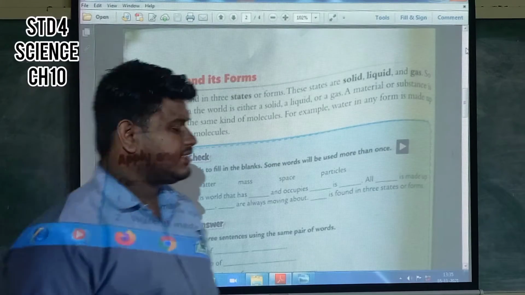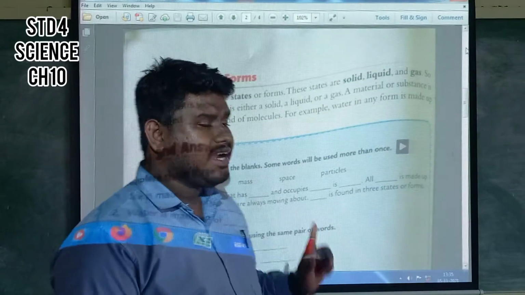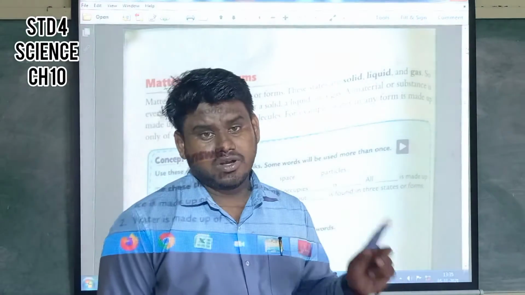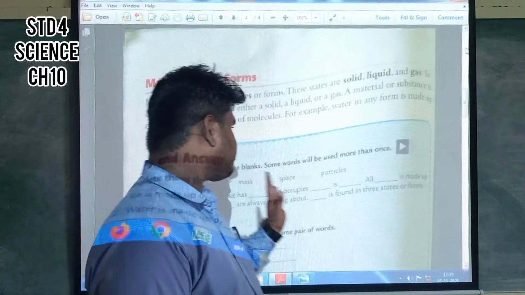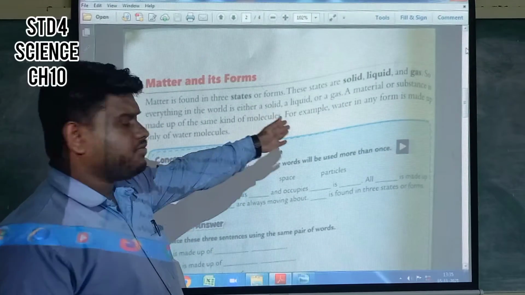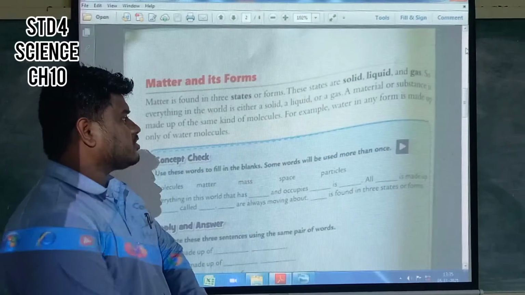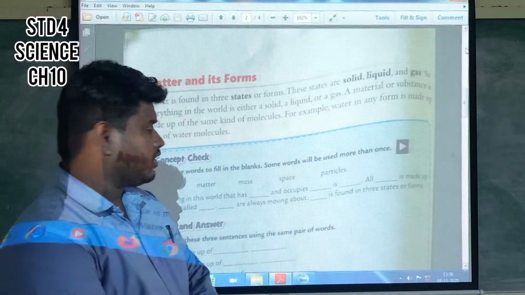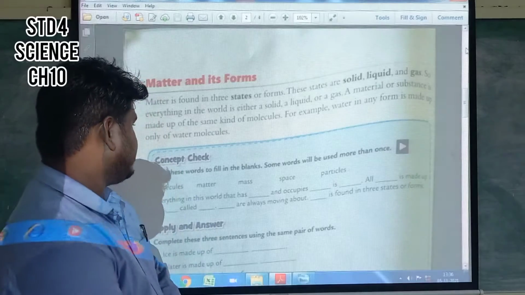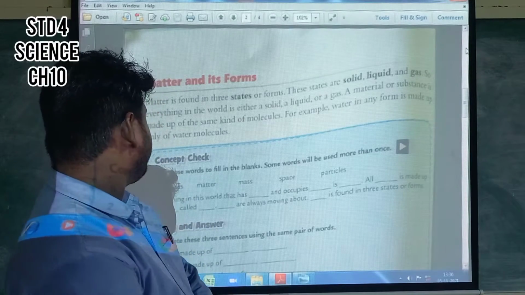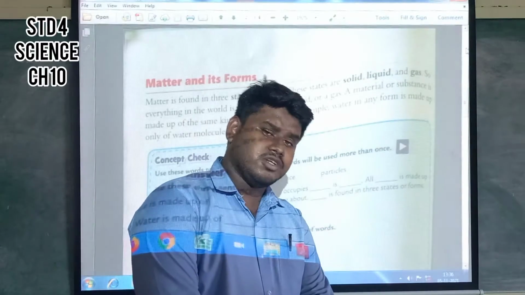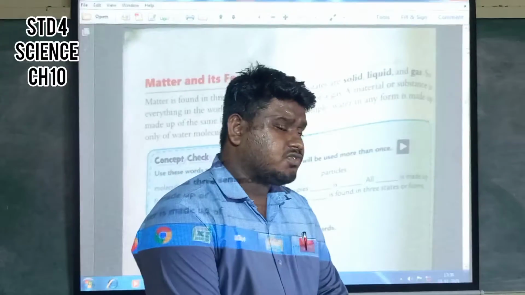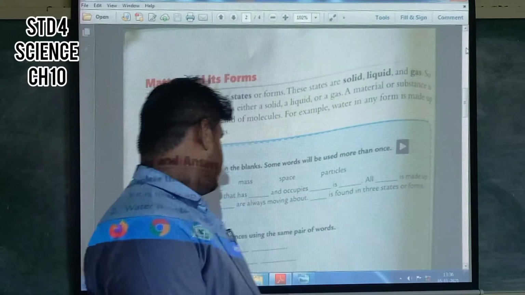Matter is found in three states or forms: solid, liquid, and gas. Everything in the world is either a solid, a liquid, or a gas, and remains in one of these states. A material or substance is made up of the same kind of molecule. If the same kind of molecules are together, then it is a material or substance. For example, water in any form is made up of only water molecules: in solid form, in liquid form, and in gaseous form.